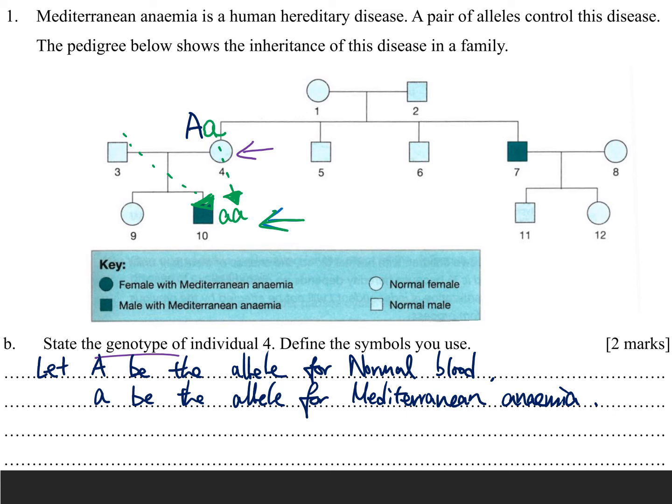To conclude, the genotype of individual 4 will be big letter A and small letter a. And we call these heterozygotes.